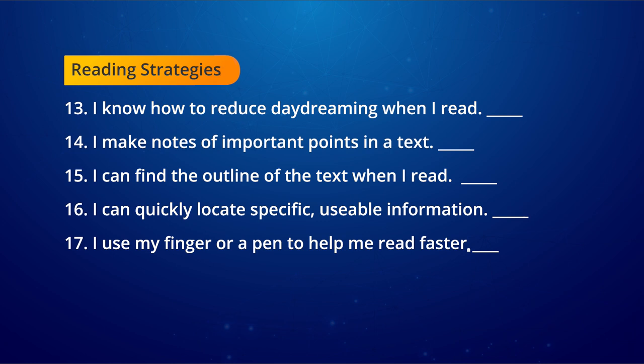Right. I make notes of important points in a text. Right, sir. Okay, that's good. Yes. I can find the outline of the text when I read. I mean, I can visualize. Yes. I can quickly locate specific usable information. Yes, okay. I use my finger or pen to help me read faster. I use a pen, to mark also. And that's okay. You remember in primary school, we were asked to keep the hand and the finger. I don't think that's correct. It reduces the speed as a reader, as an informed reader. In fact, you should see the whole line.